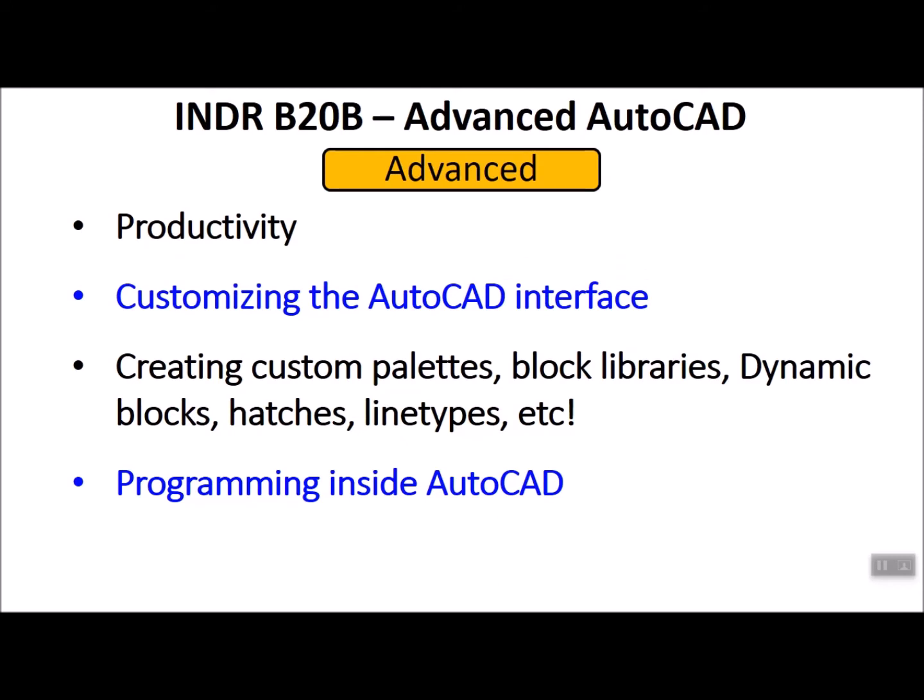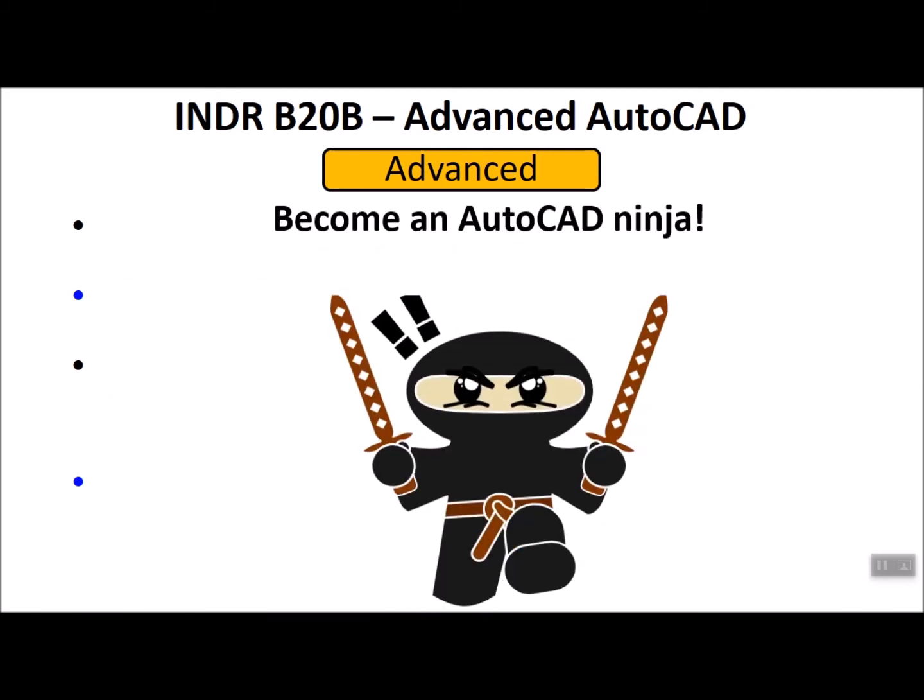Here's our Industrial Drawing 20B class, Advanced AutoCAD. This is a productivity class. Students are expected by the end of this class to be a highly productive member of the workforce. So they learn how to do some customization of the CAD interface. They learn how to work with complex CAD objects. They also learn how to do some programming inside the AutoCAD interface. This turns the student into a CAD ninja. So while students are ready to maybe get a job after the second AutoCAD class, by the time they take this, they are very valuable to an employer.